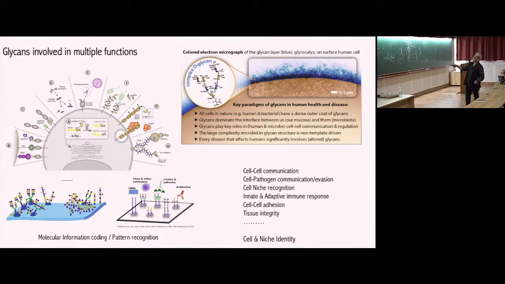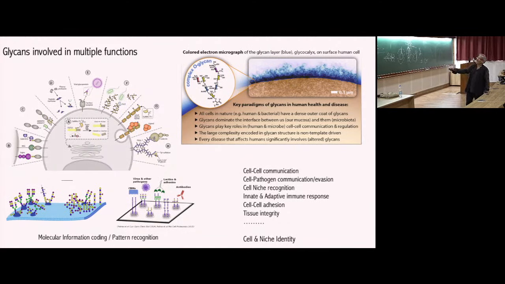Glycans play a key role in human, pathogen, and cell-cell communication and regulation. The large complexity that is encoded in glycan structure is non-template driven. That's what it comes from, stochastic chemical reactions. Every disease that affects humans significantly involves altered glycans. So this is more than enough reason to study them. They're involved in all kinds of cellular, tissue and organismal level functions, such as cell-cell communication, cell pathogen communication, cell pathogen evasion, cell niche recognition, etc. Finally, it's also involved in cell identity, a feature that I'll come to in the next.